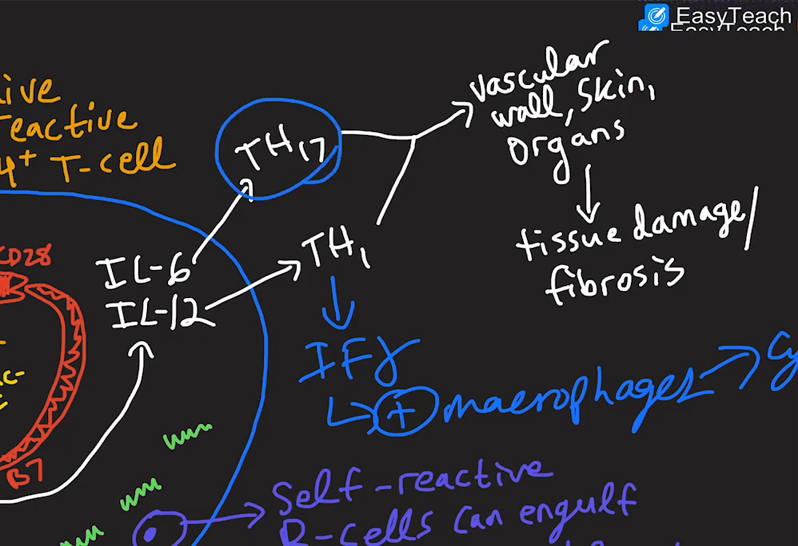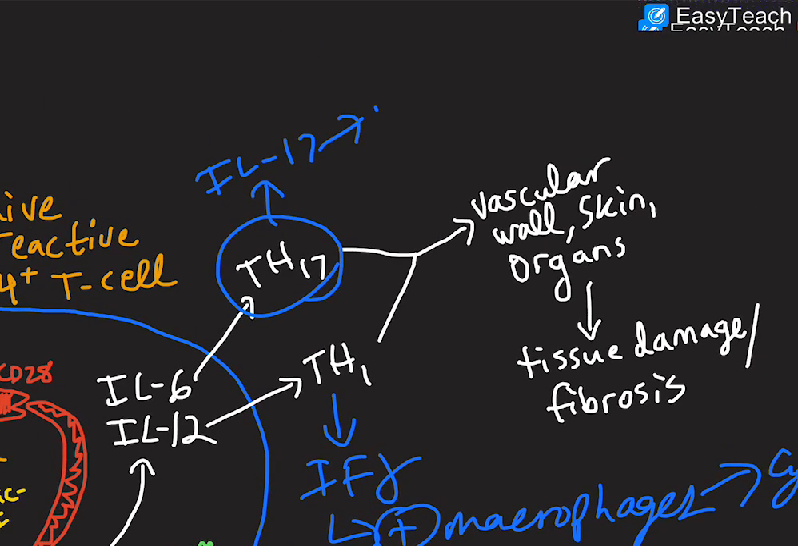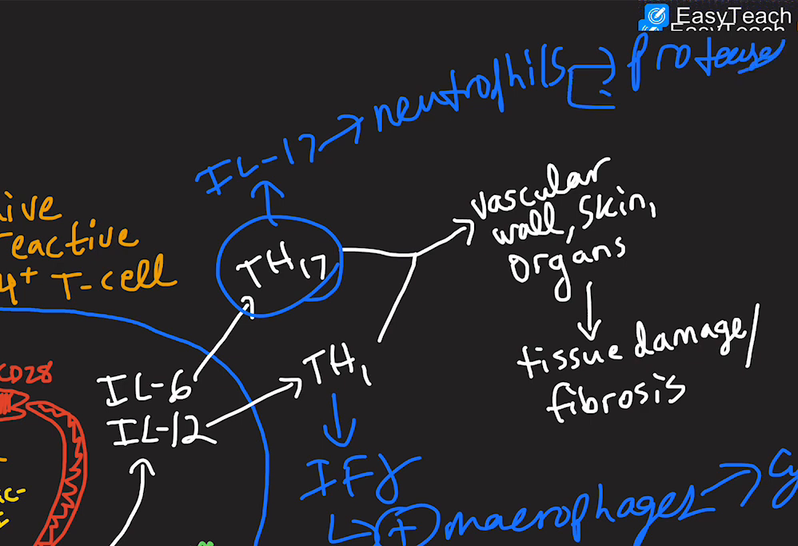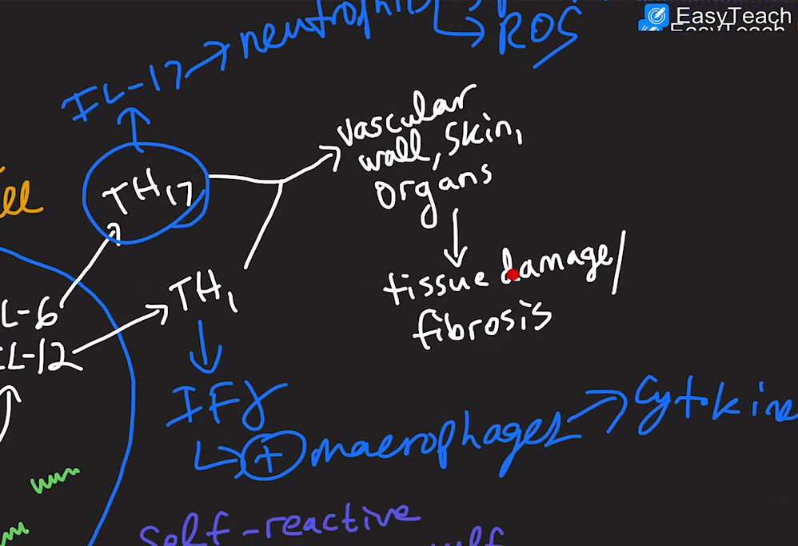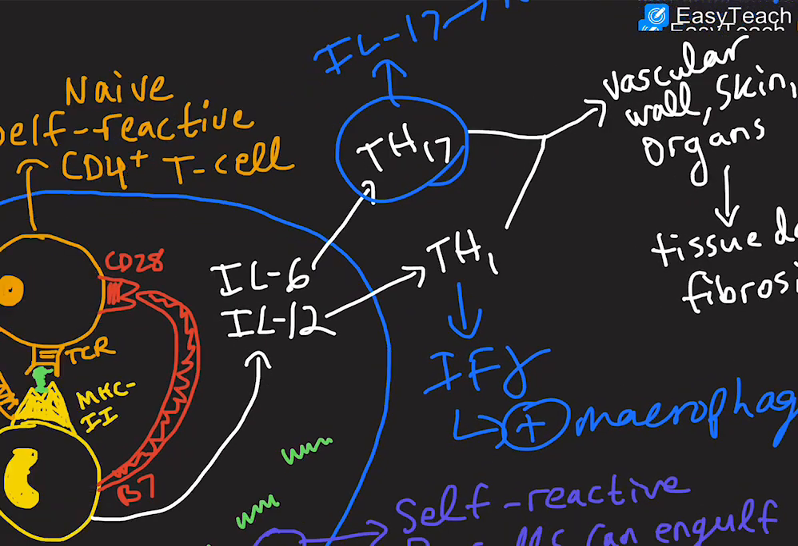And your Th17 subtype can release cytokines like interleukin 17 and attract neutrophils to the area of inflammation. And neutrophils, remember, can release proteases and reactive oxygen species and further damage your endothelium and underlying tissue. So both the Th17 and Th1 subtypes, if we produce these T cells, can lead to damage of the vascular wall, skin, and organs, leading to fibrosis and overall tissue damage. Okay, so that's the Th1 and Th17 subtype.